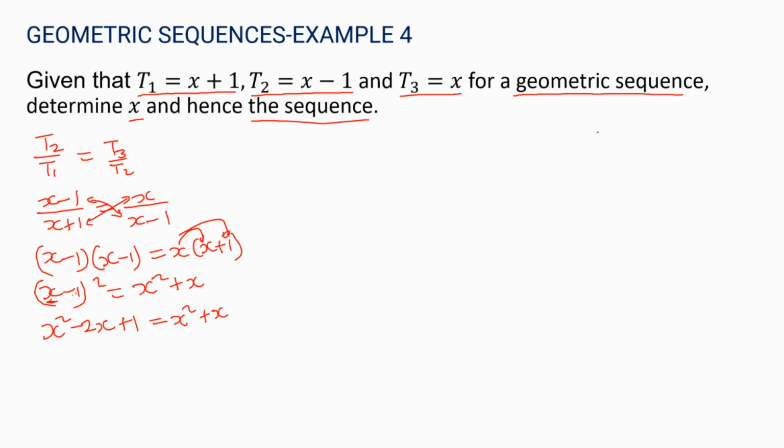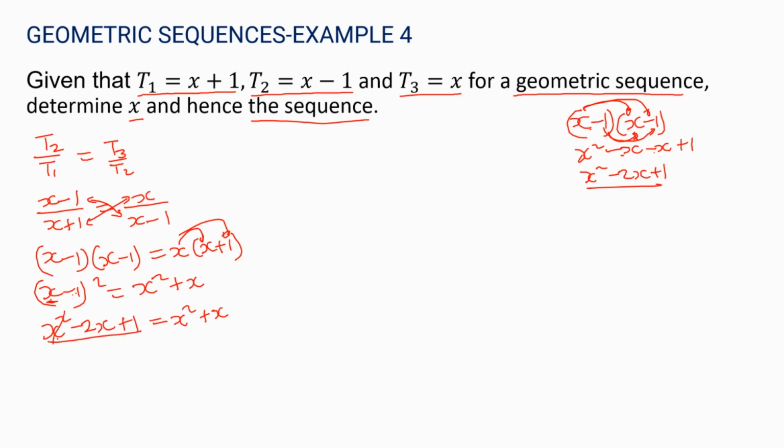But you can do it the long way. X minus 1 squared is like x minus 1 times x minus 1, like this. Distribute: x times x, x squared. X times negative 1, negative x. Negative 1 times x, negative x. Negative 1 times negative 1, positive 1. You get x squared, negative x minus x, that is negative 2x, plus 1. See that? You're getting the same thing as this. Right, let's continue from there.